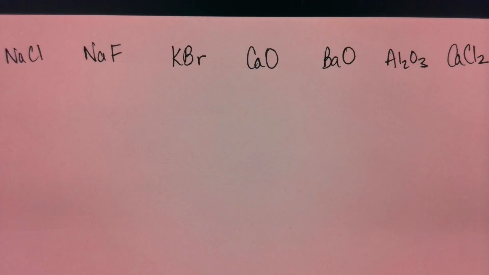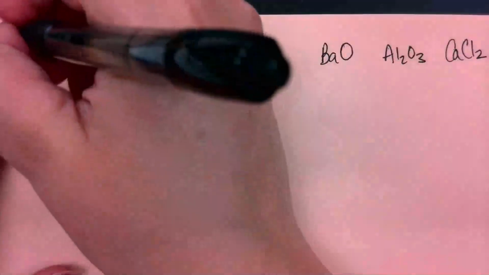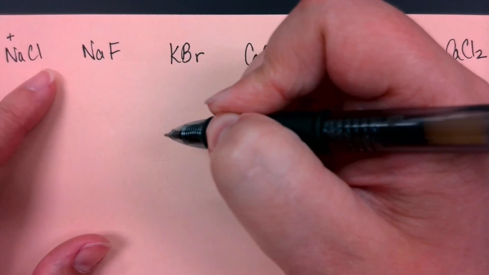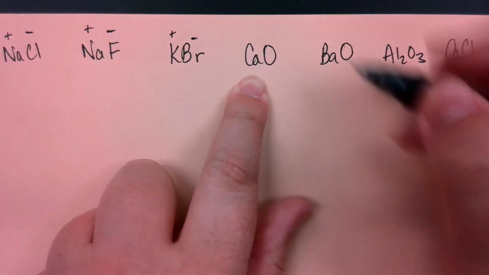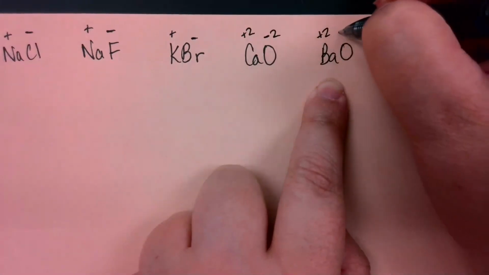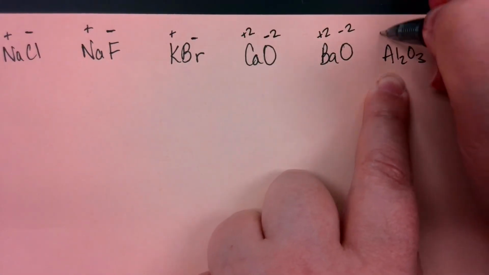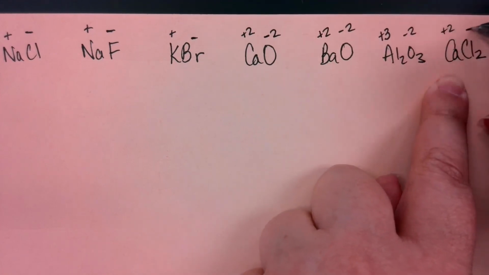The first thing we're trying to do, to find out who's most attractive, is assign the charges to each of these elements, because whichever ones have the biggest charges are going to be the most attractive. Sodium in column 1 gets a +1 charge, chlorine in column 17 gets a -1 charge, sodium still +1, chlorine -1, K +1, Br -1. But then CaO is +2 and -2, BaO +2 and -2, Al +3 with -2, and then CaCl2 +2, -1.